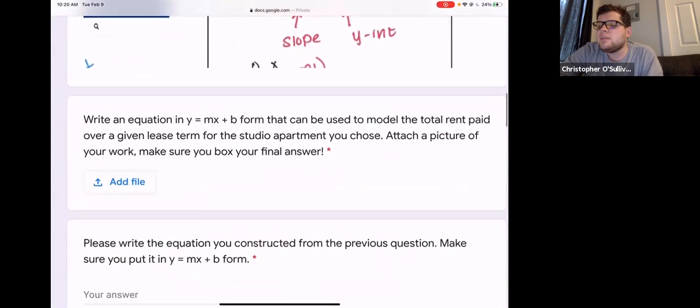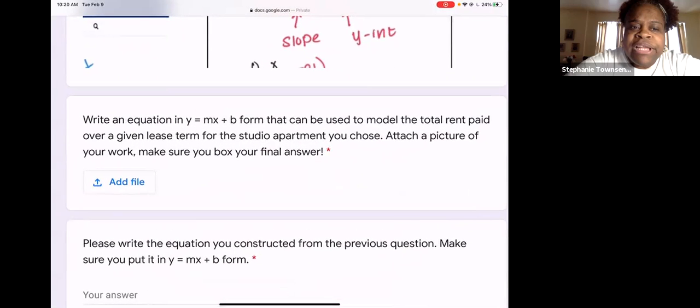Ms. Townsend, can you read me this question right here? Sure. Write an equation in y equals mx plus b form that can be used to model the total rent paid over a given lease term for the studio apartment you chose. The lease term is 12 months. Attach a picture of your work. Make sure you box your final answer.